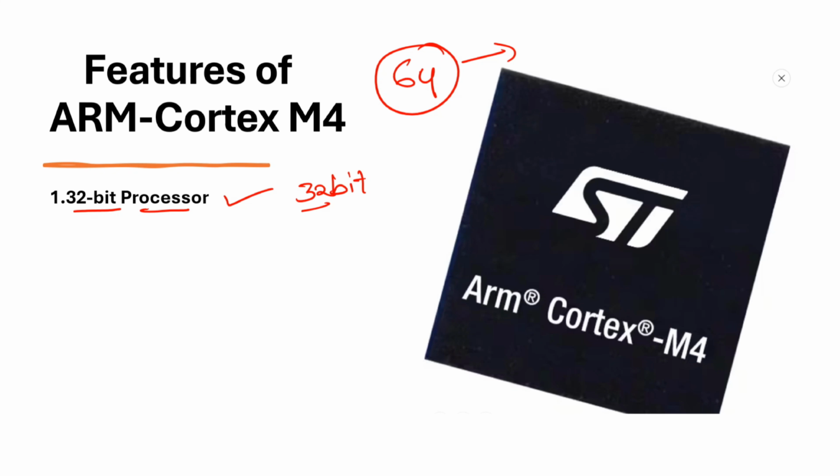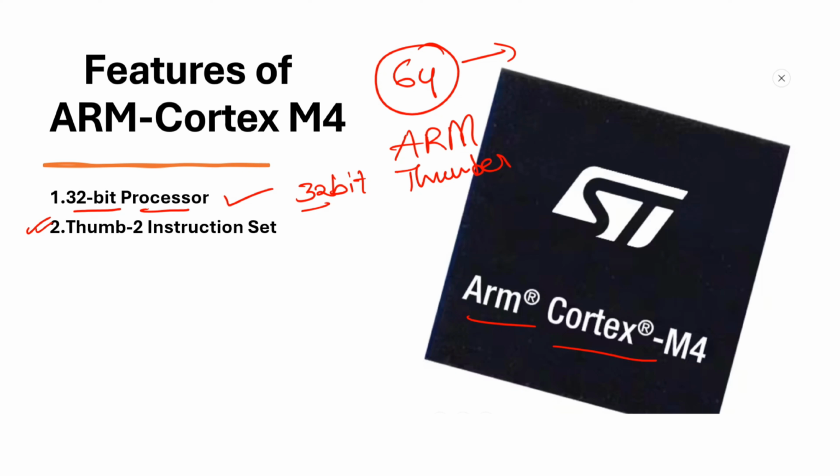Thumb2 instruction set. It is one of the important features of ARM-CORTEX M4. I'm gonna cover this thumb2 instruction set in a separate video. Actually there are two types of instruction set. One is ARM instruction set, another one is thumb instruction set. But in our case, ARM-CORTEX M4 uses thumb instruction set. I will cover thumb instruction set in the next videos.